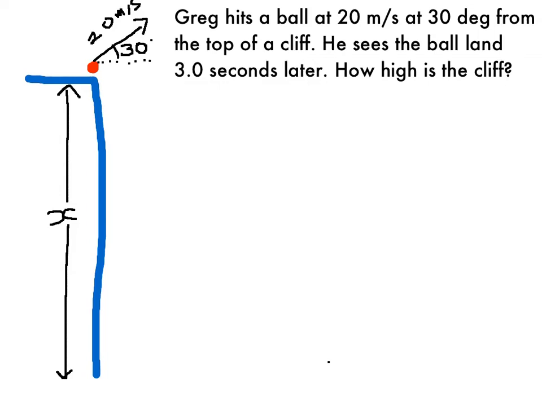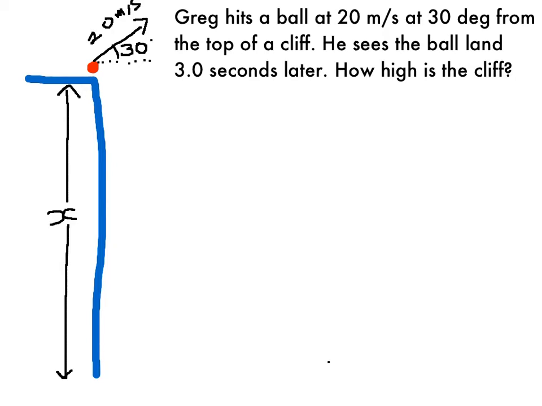Okay, so a golf ball is being hit at 20 meters per second at a 30-degree angle from the top of a cliff. It's not known how high that cliff is. So that ball flies through the air and lands 3 seconds later. So it spends 3 seconds for its total flight time. So we're asked to find how high that cliff is.